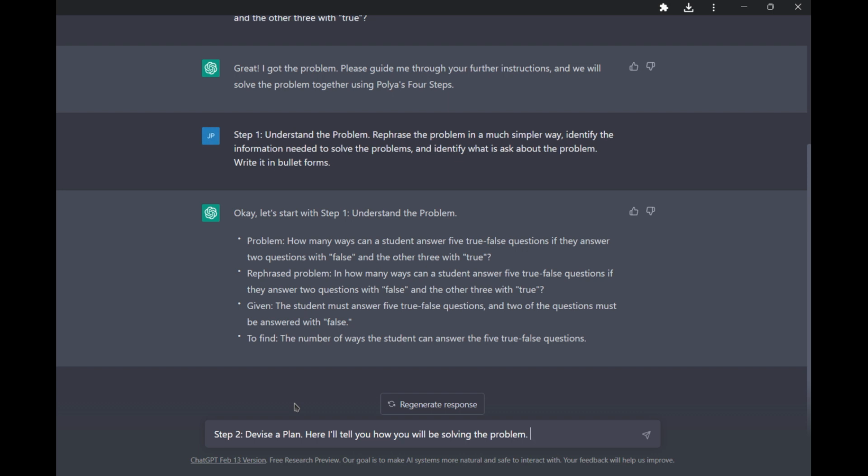Step 2. Devise a plan. Here I'll tell you how you will be solving the problem. I want you to apply listing all the possible ways. If you get it, say hooray YYY.